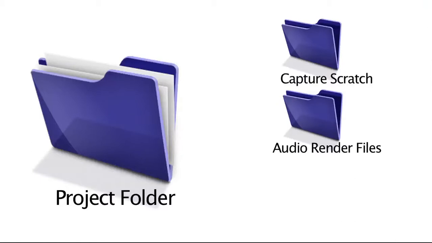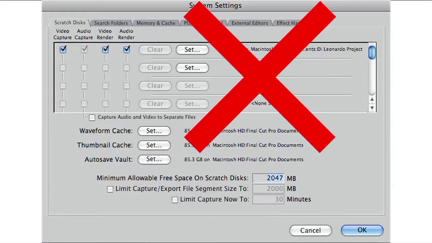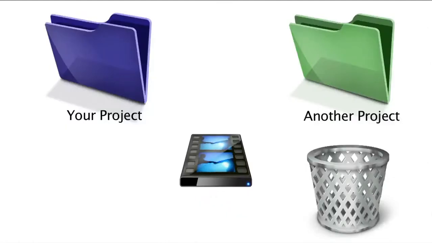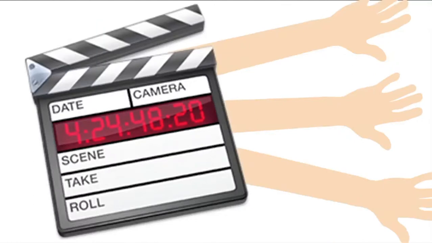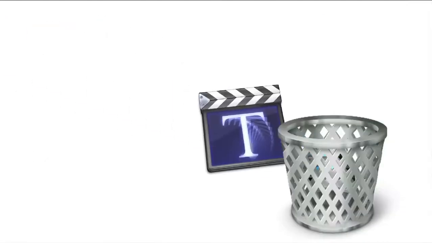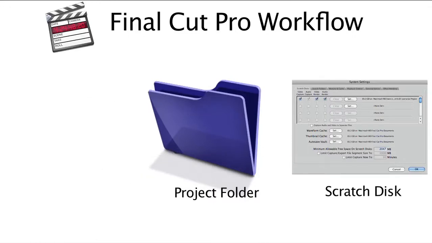Inside the project folder, it'll put 3 new folders. These folders contain information that Final Cut needs to build the project. If you do not set your scratch disk properly, or if your files are not in the right folder or get moved or deleted, then Final Cut will not be able to locate your files and you'll have to reconnect your media. If your files are deleted, then you'll have to start over. So it's really important that you follow the workflow. You put your files in your project folder and you set your scratch disk every single time.